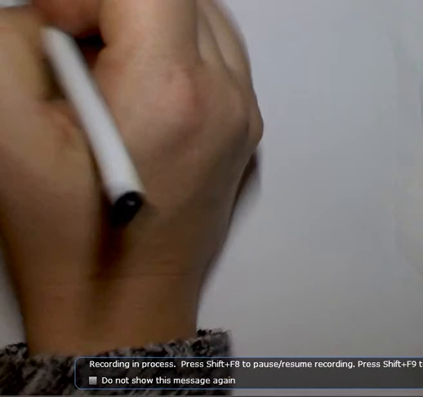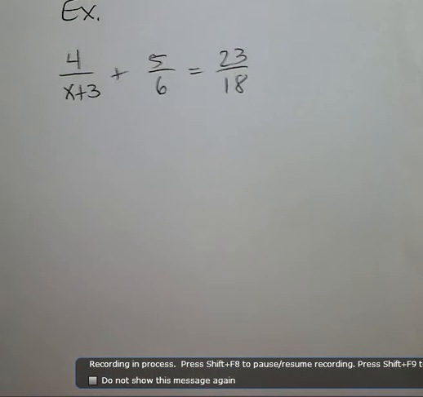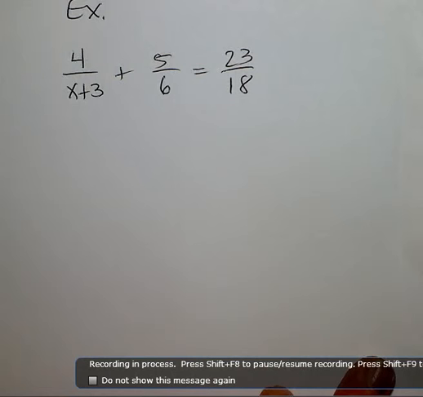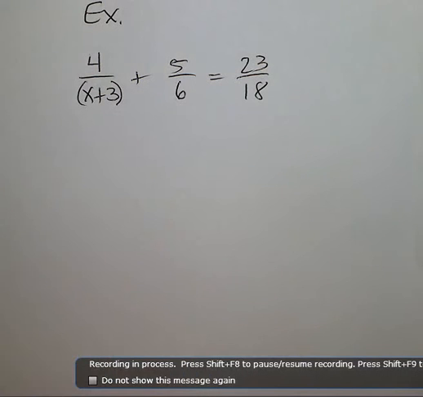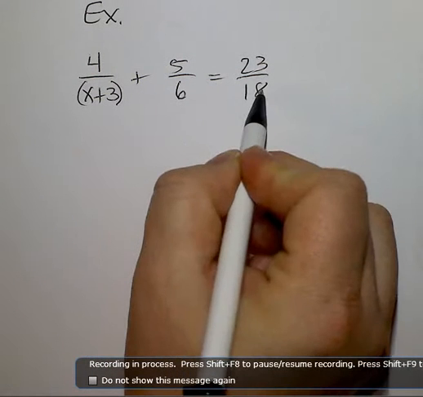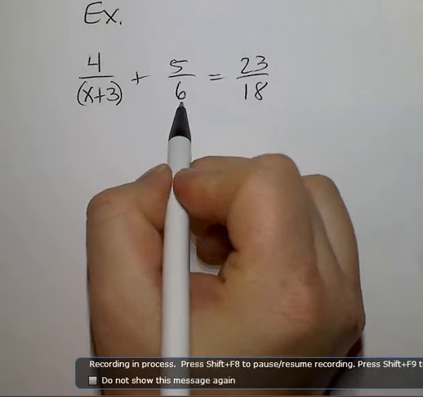Okay, so for example 1, solving rational equations. The first thing we need to do is find a common denominator. Remember, x plus 3 is one group. Now when you think of 6 and 18, what is the smallest number that both 6 and 18 divide into?